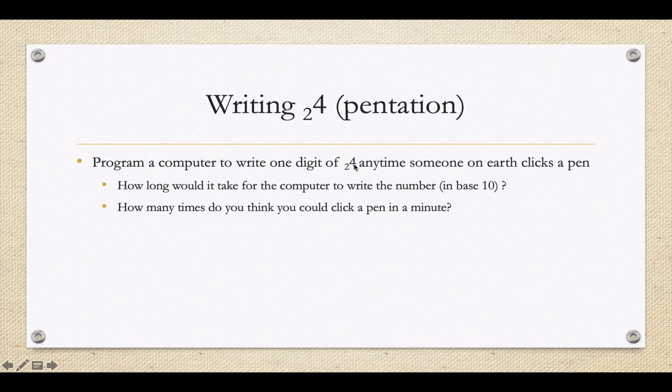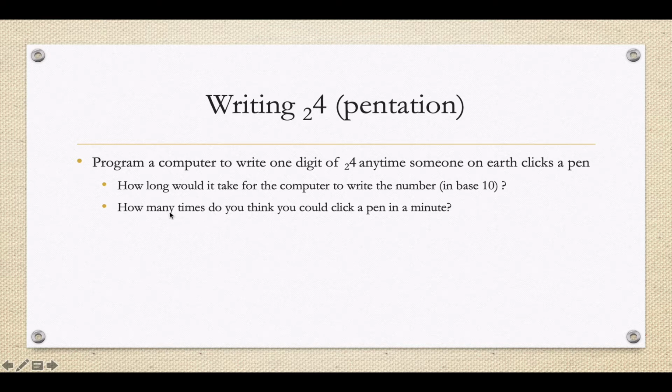So to be clear, we're not trying to click pens this many times. We're trying to click pens enough times so that the computer can just write the number. The pen clicks correspond with the length of this number, not the value of this number. So the way this is going to work is it's not just one person clicking pens to get this computer to write digits of this number. Everybody on Earth is going to click pens to get the computer to write digits of this number. And what I'm going to show you to try to impress you by the size of this number is show you that it's going to take a little while. And a little while might be a little bit of an understatement, but let's see.